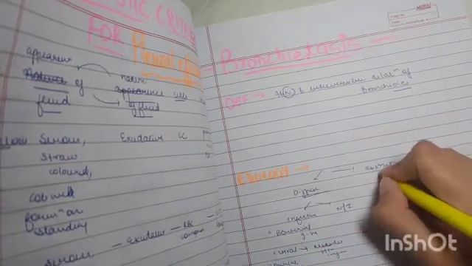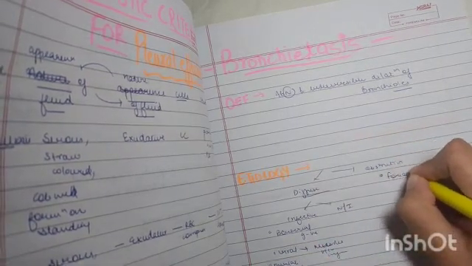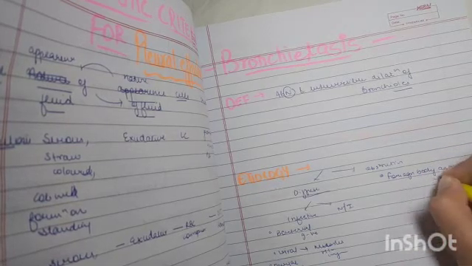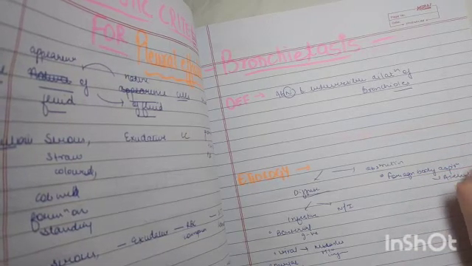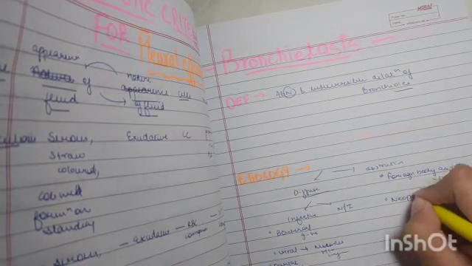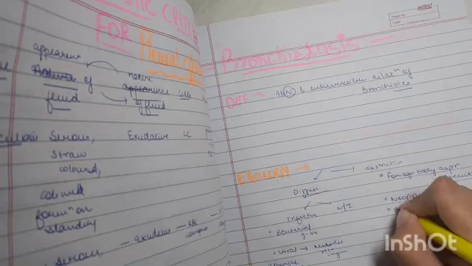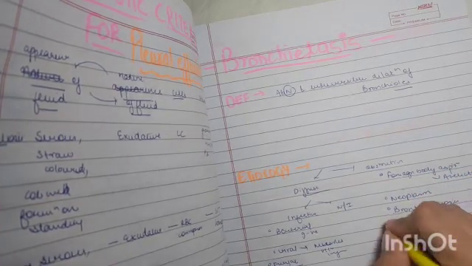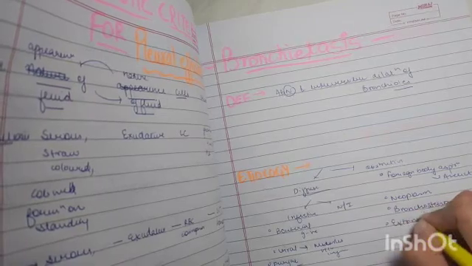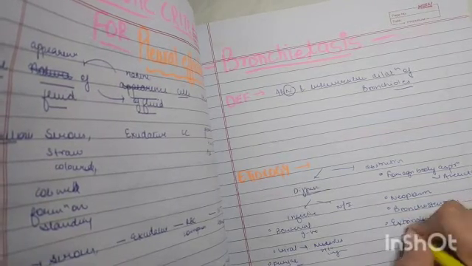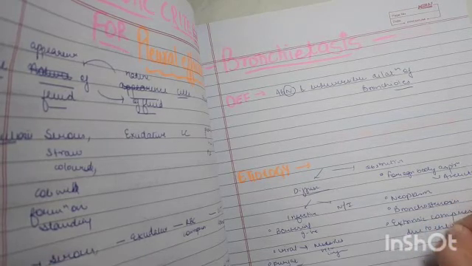Okay. Now in obstructive, what we will see is either there will be a foreign body aspiration, that is atelectasis, or there will be a neoplasm, or there will be bronchostenosis, or there can be an extrinsic compression due to enlarged lymph nodes.